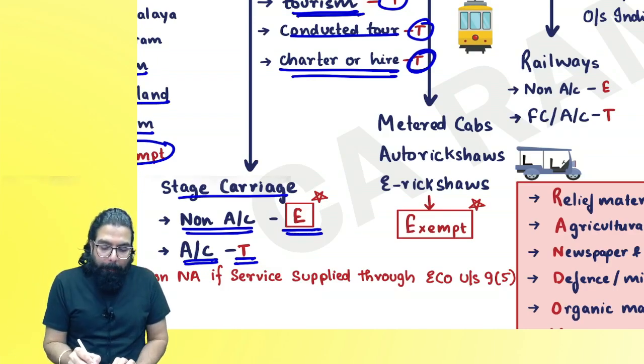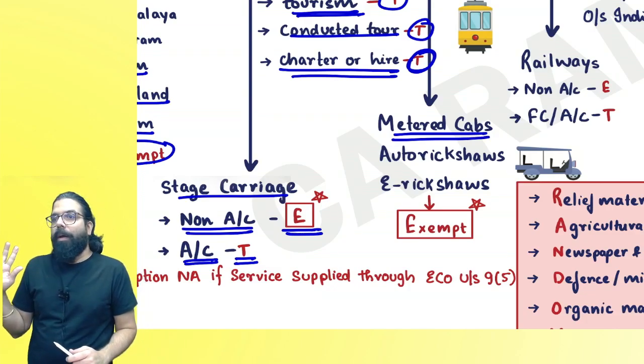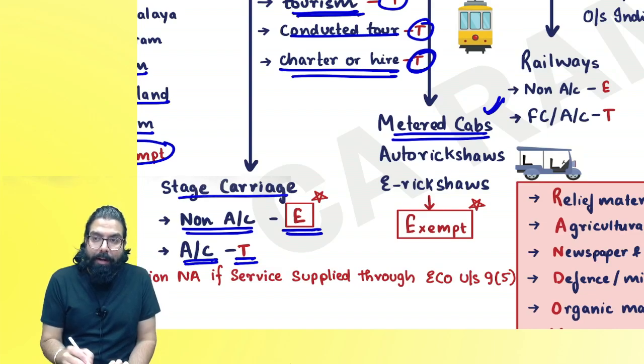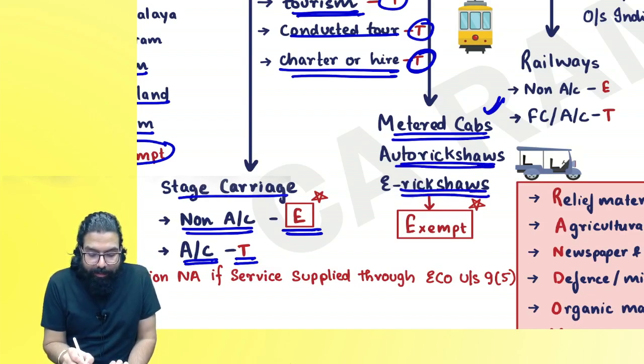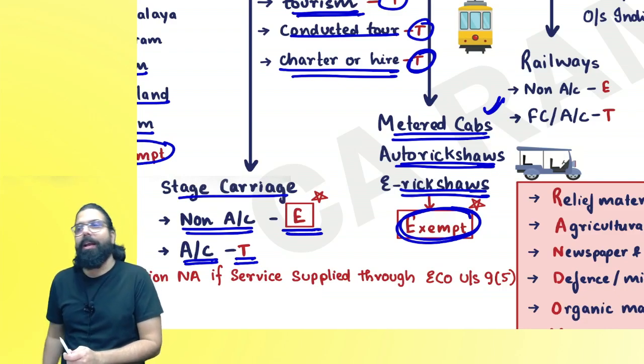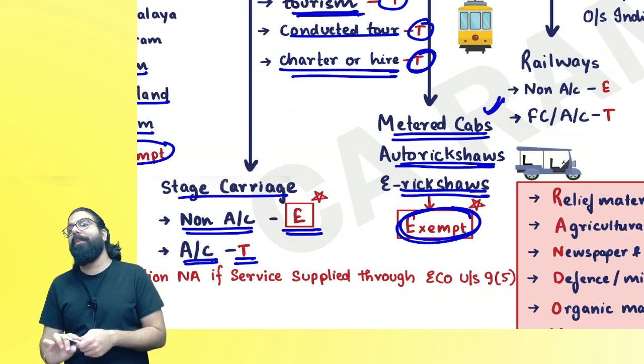Now, the next one is metered cab. Baba, what do you mean by metered cab? You show your hand, it will stop. Are we clear? That is a metered cab. Now, if you are booking a metered cab, auto rickshaw, or e-rickshaw, that will also always be exempted. Government told, grapes are sour. If I ask them also, it will not be possible to collect. So, government told, it is always exempt.